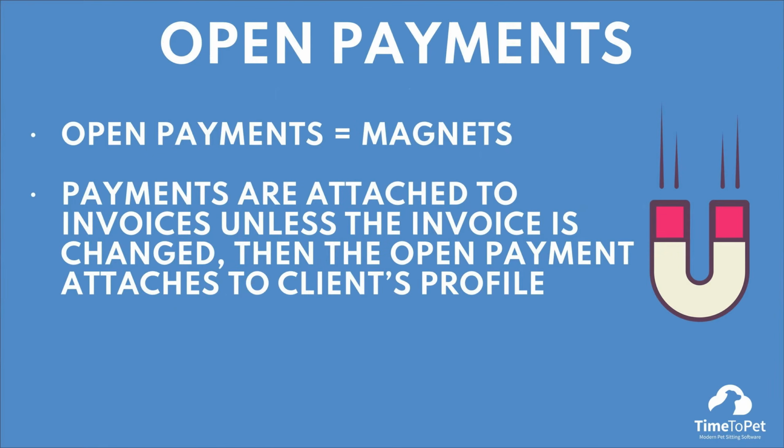One way to think of payments in Time to Pet is to think of the payment as a magnet. Once a payment is made, either manual or through one of our payment processors, that payment is attached to an invoice. If the paid invoice is altered, that overpayment will magnetize itself to the client's profile as an open payment. The open payment is then on that client's profile until it gets applied to another invoice.